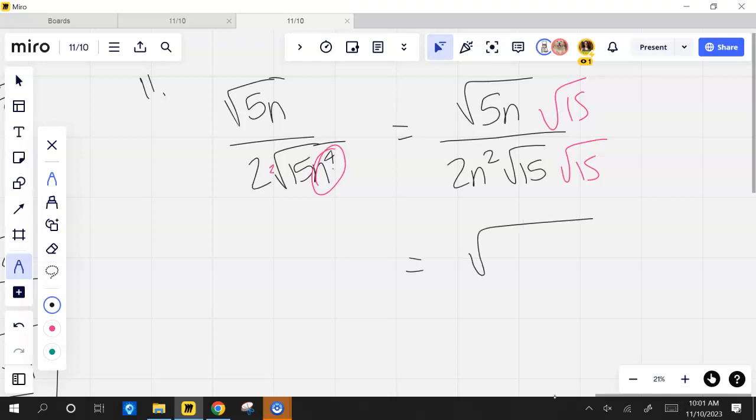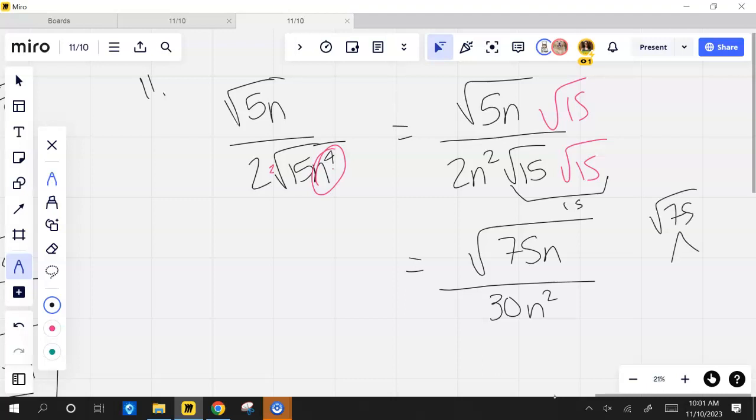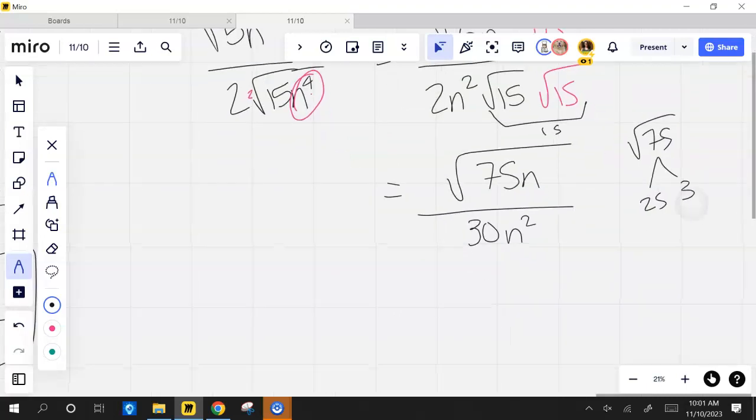30, 60, 75. Over, this is going to give me 15, right? And 2 times 15 is 30. But 75 will break down, yes? What and what? 25 and 3, right? So you got 5 root 3n over.